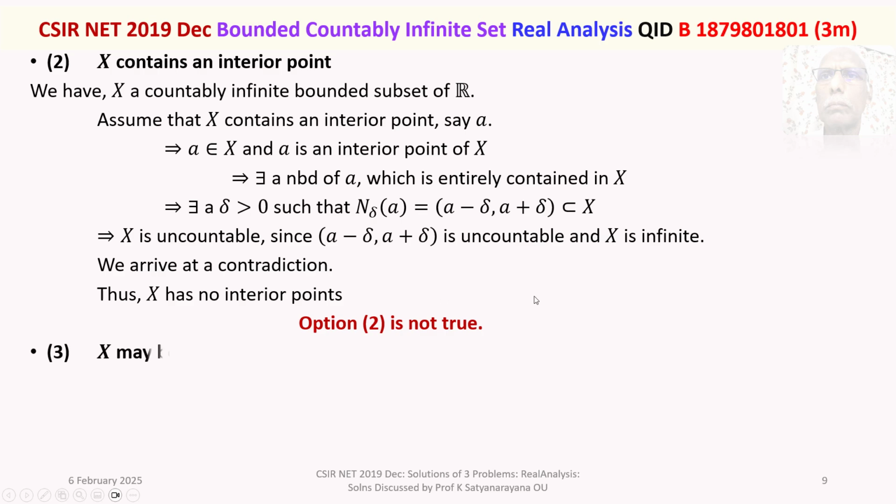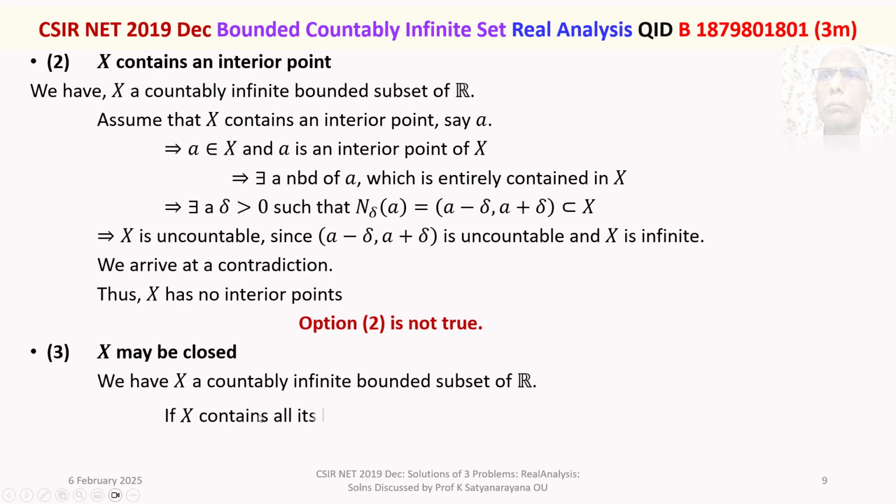Move to the next option. Option 3. X may be closed. Now, we have X a countably infinite bounded subset of R, and if X contains all its limit points, then X is closed.